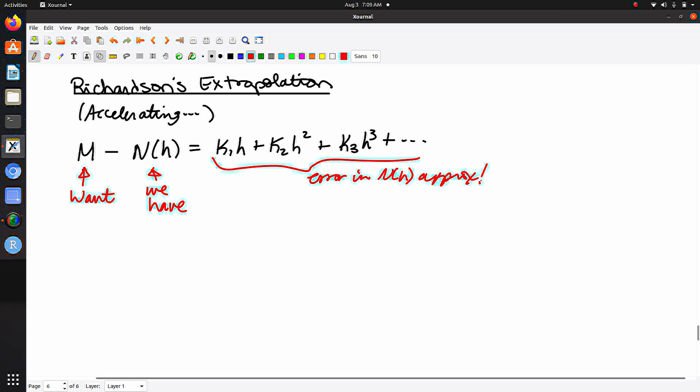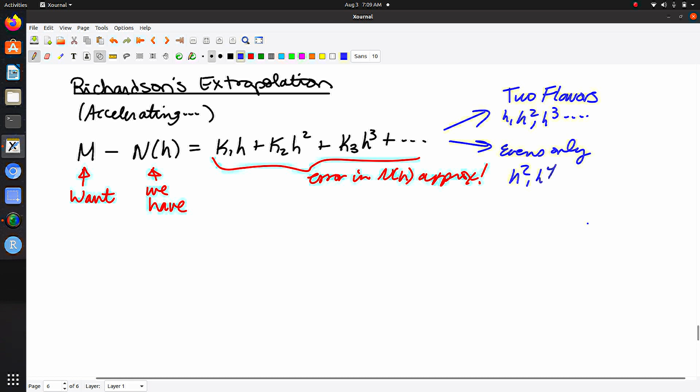Okay, we have two flavors of this situation. I'm not going to derive both of them, but the two flavors: one is the one that's here, where you have h, h squared, h cubed, all of the terms come into play, and then there's the evens only, and it changes the formula. So just be aware, there's two flavors, and you'll have to deal with both of them in your homework. Okay, so just be sure to keep them apart. Okay, so let's go back to the discussion.